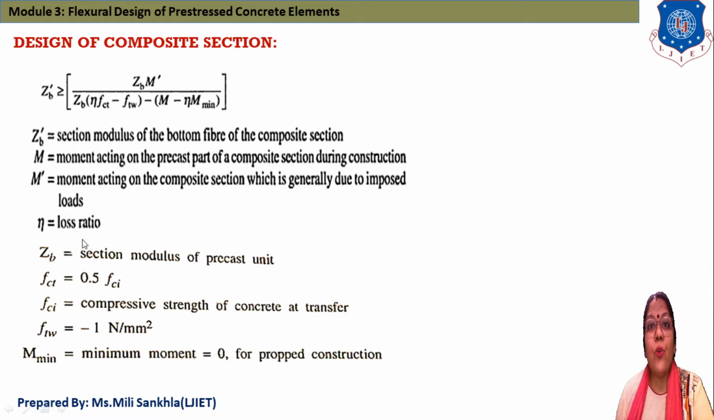Now η is the loss ratio. Zb is the section modulus of the precast unit. f_ct is the compressive strength in the tensile zone, that is 0.5 f_ci. And what is f_ci? f_ci is the compressive stress at transfer, the compressive strength of concrete at the transfer stage. And f_tw is the tensile strength of the web, and this is −1 Newton per mm square. M_min is the minimum moment, and that is 0 for propped construction.